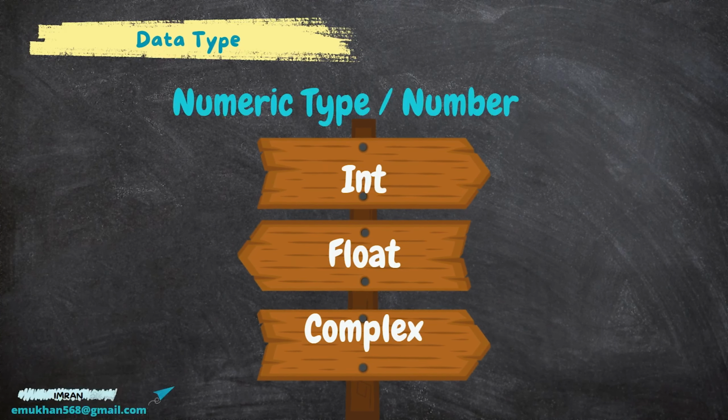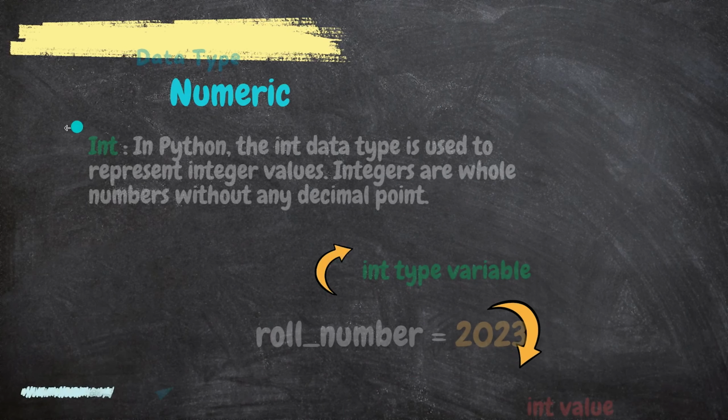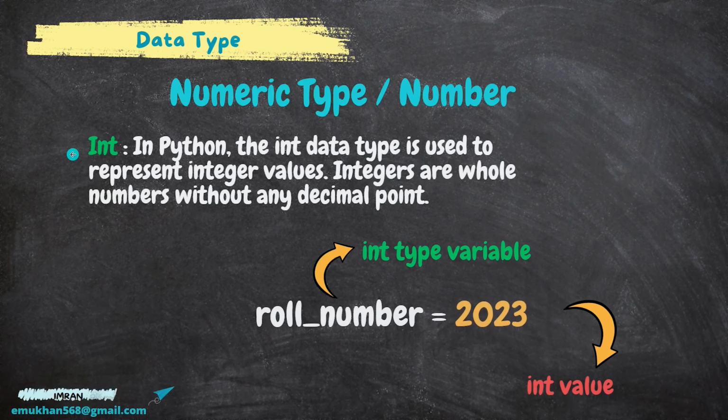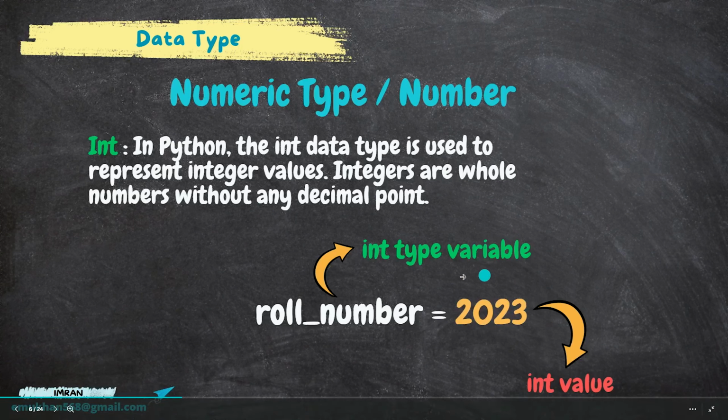As I told you, numeric data type is one of the data types under built-in data type. There are three data types in numeric type: integer, float, and complex. In Python, the integer data type is used to represent integer values. Integers are whole numbers without any decimal point. Like you can see the value of the integer variable, it is a whole number without any decimal point.